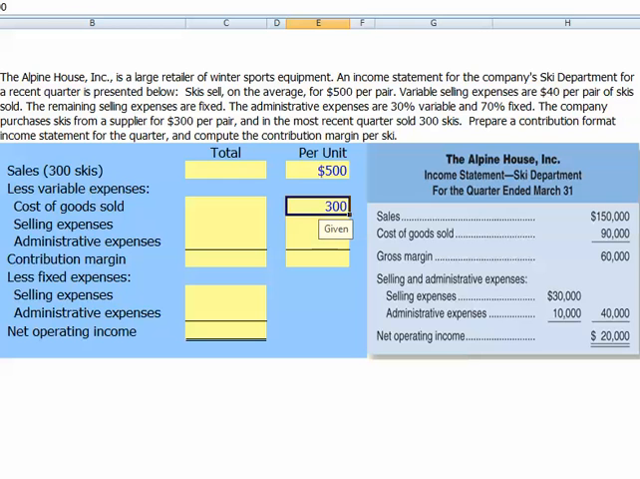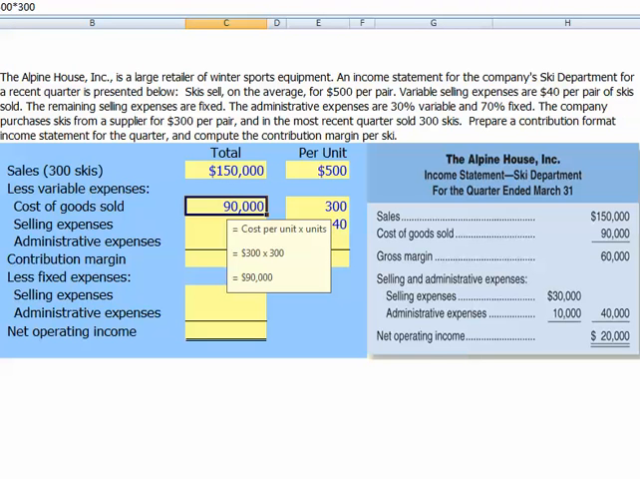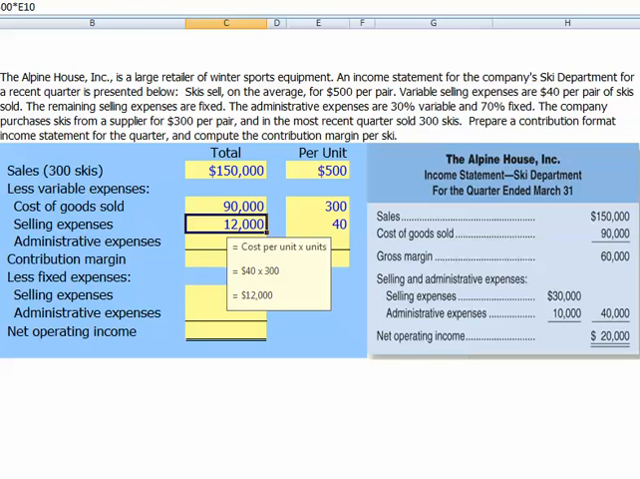Let's begin with sales. Our sales under both the traditional and our contribution margin format will be identical, which is our $150,000. We can pull this directly off our traditional income statement or calculate it as our $500 per unit selling price times 300 skis. Our cost of goods sold, again, comes directly from our traditional income statement or can be calculated as our $300 cost per unit times our 300 units sold. Our selling expenses, we're told, are $40 per unit. Multiplied by our 300 skis gives us $12,000 in variable selling expenses.